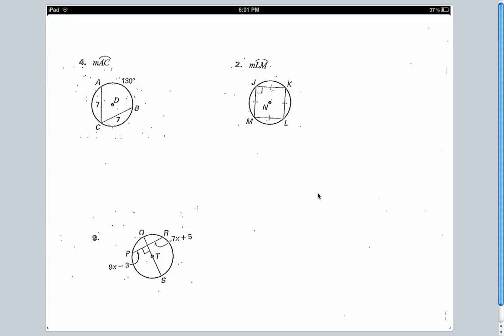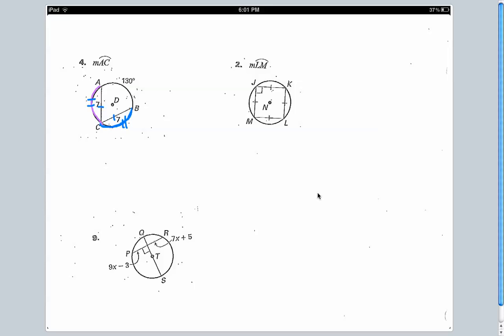Done. Here we are. Okay, number 4. On the back page now, or the next page, or whatever page it is in your packet. I want to find the measure of AC. So that means I want to find the measure of this arc from A to C. The arc measure, which means my answer will be in degrees. And the important thing here is that I know that the purple arc and the blue arc are congruent. Because 7 is equal to 7, last time I checked, that means that these arcs must be congruent.